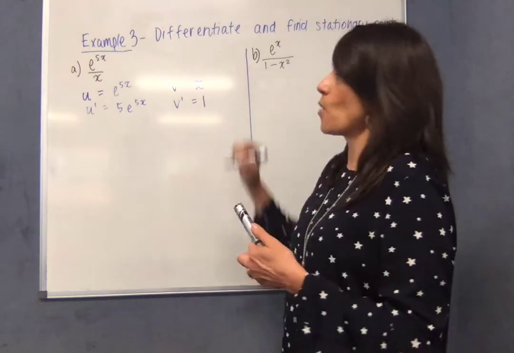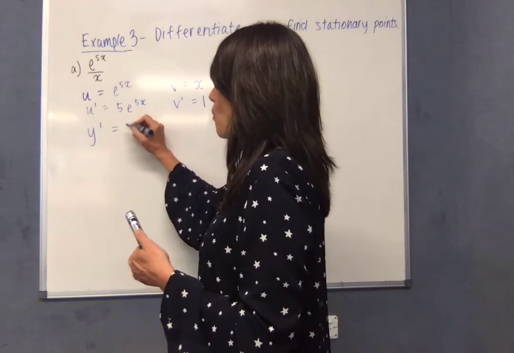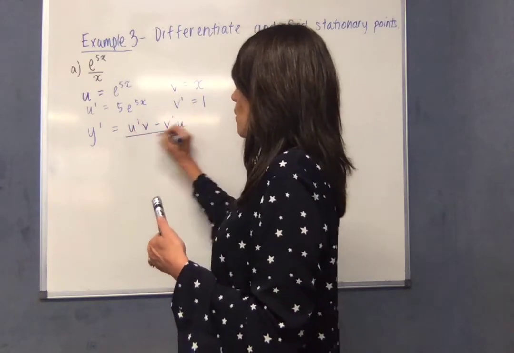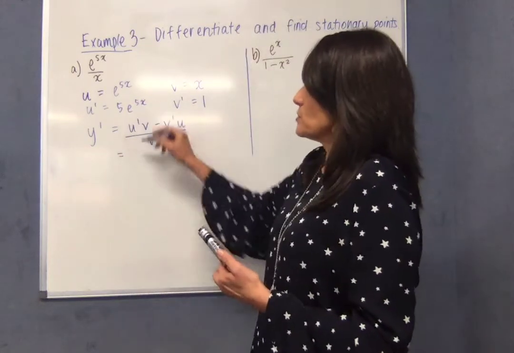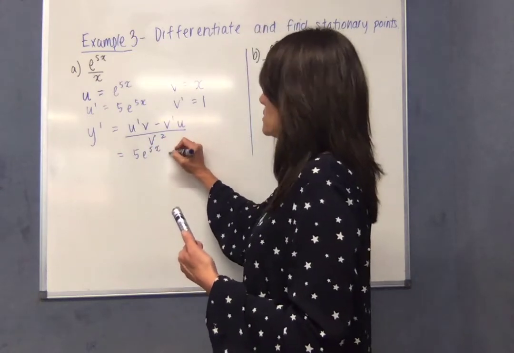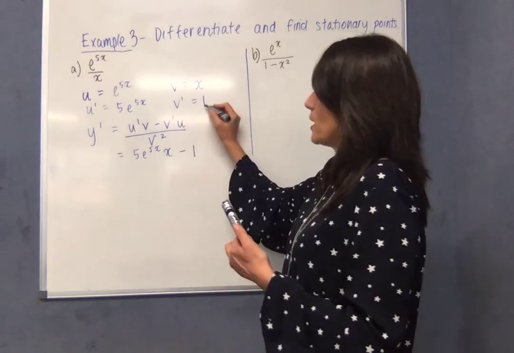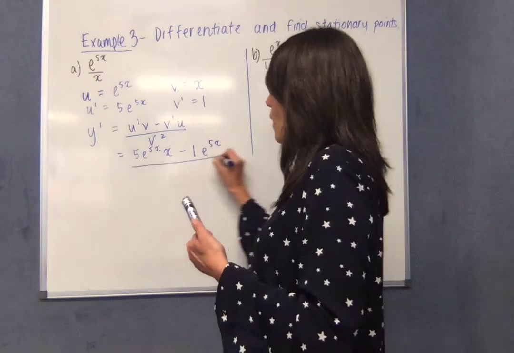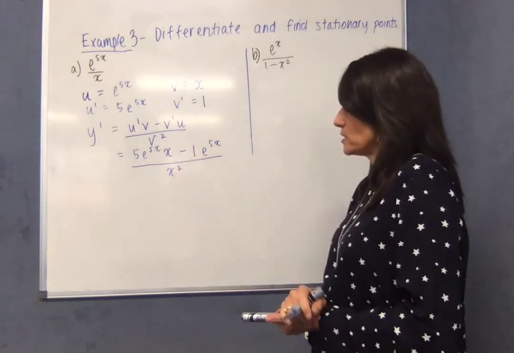Now you'll recall our quotient rule, y dash equals u dash v minus v dash u all over v squared. So substituting 5 times e to the 5x times v, which is x, minus v dash, which is 1, times u, e to the 5x, all over v squared, which in this case is just x squared.